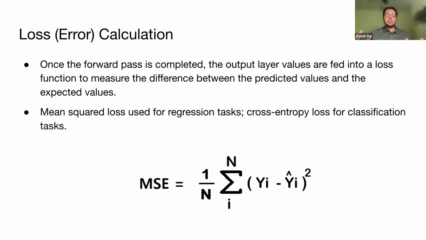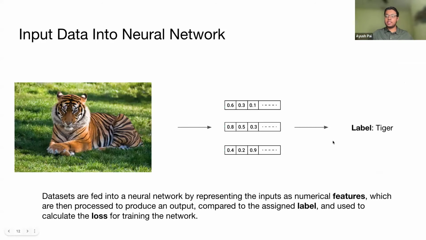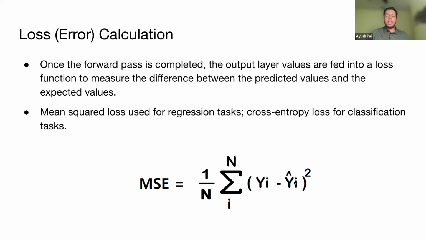Once the forward pass is completed, the output layer's values are fed into a loss function. This loss function measures the difference between the predicted values and the expected values. The expected value is what you see with this label here: you have this label of a tiger. Think about tiger as a vector representation, or even just as a number. Think about it as 15, and you want to see how far away it is from your actual output value. If your output value is something like 12, that means your loss is 3. That's a simple way of representing it, but it's a measure of how far off the model is.